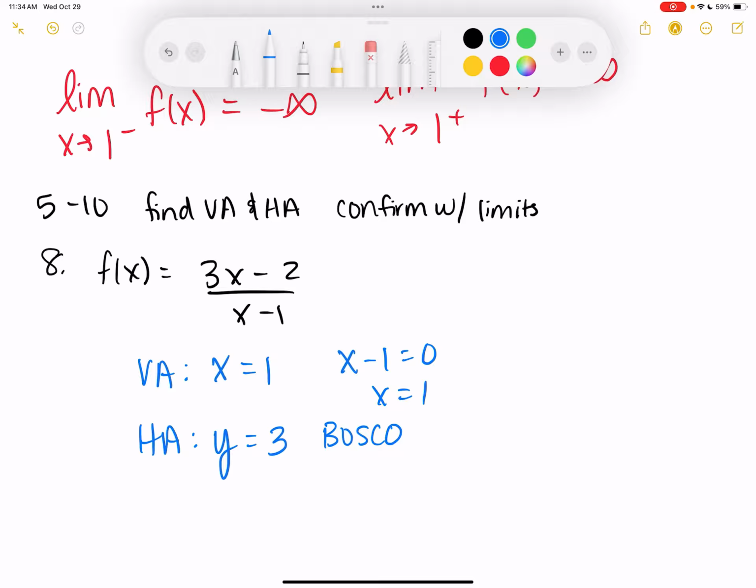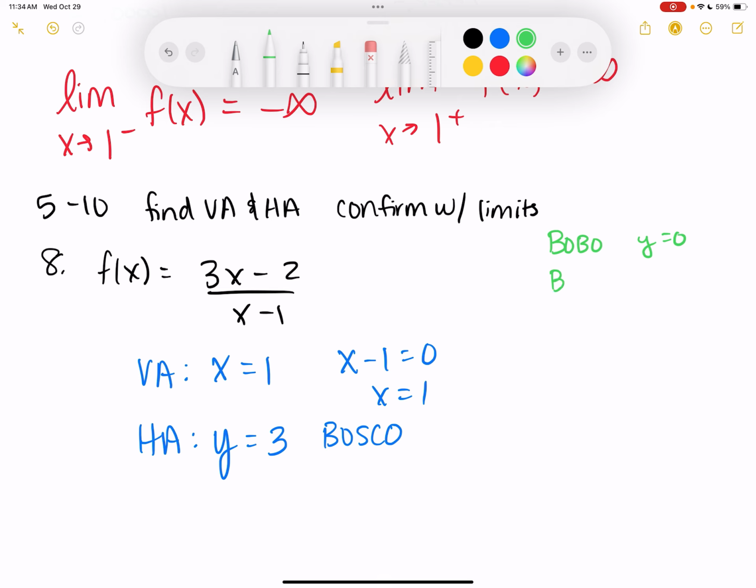If it was like, if this was a 2 here, then it would be 3 over 2. What if it was 3x over x squared? Then that would be bigger on the bottom, so y equals 0. But yeah. So if it's always bigger on the bottom, it's always going to be 0? Yeah. Bigger on bottom, y equals 0.